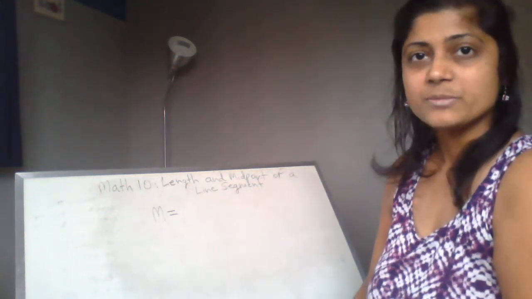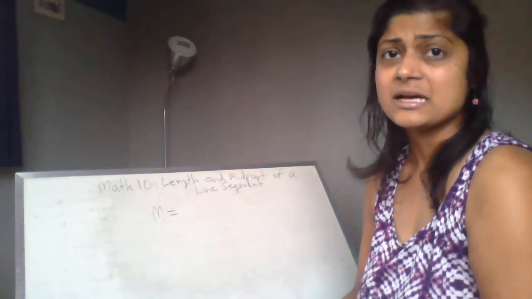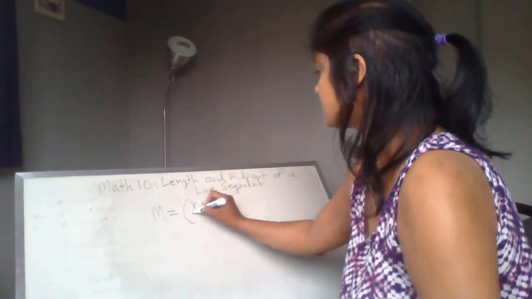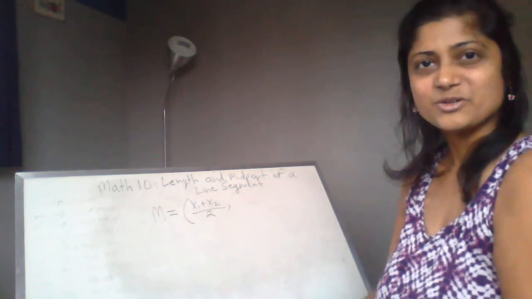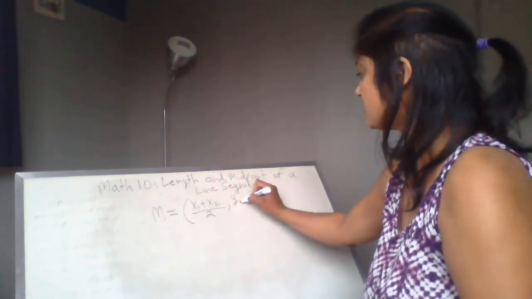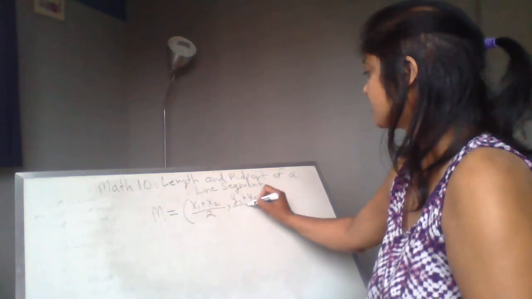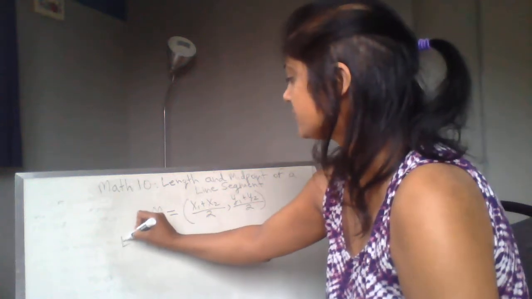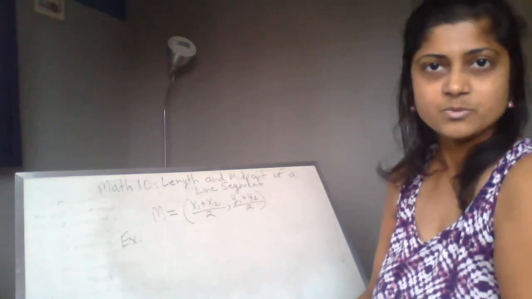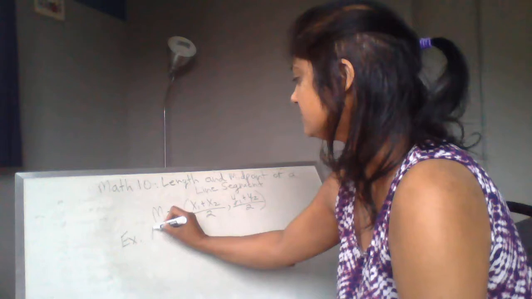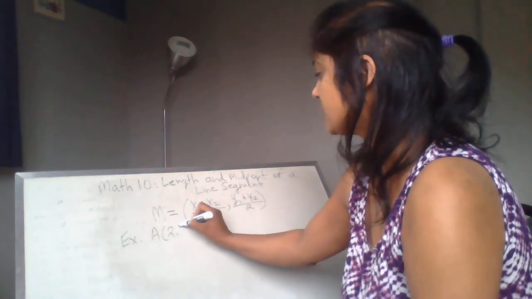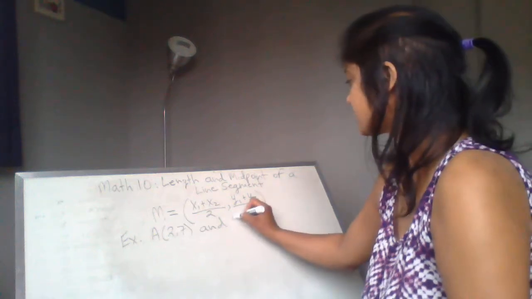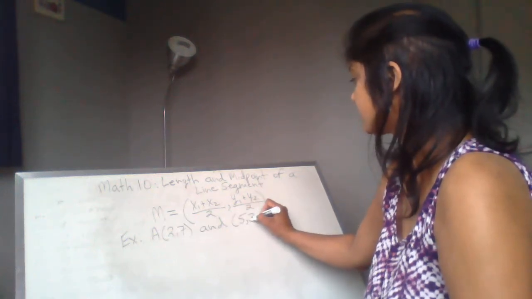This time when you show the midpoint, it has to be denoted with a capital M, okay? In brackets, I'm putting x1 plus x2 divided by 2, okay? And the second point is y1 plus y2 divided by 2. Okay, and again, let's try an example here, and we're going to just find the midpoint between, say, points A is 2 and 7, okay, and point B is 5 and 3.